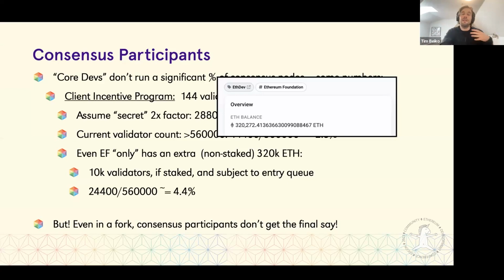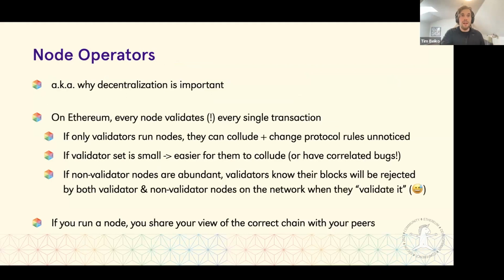But then even if that happens, consensus participants, so like the validators, aren't actually the ones who get a final say on Ethereum. And this is where we're expanding out from the circle again. So next up, node operators are extremely important on Ethereum. And this is why we spend so much time talking about decentralization and why it's important to be able to run a node and all of this.